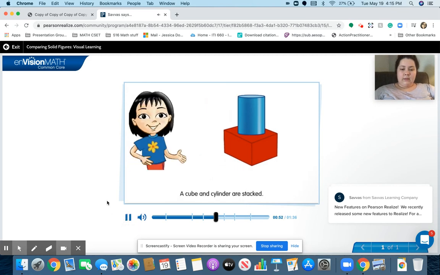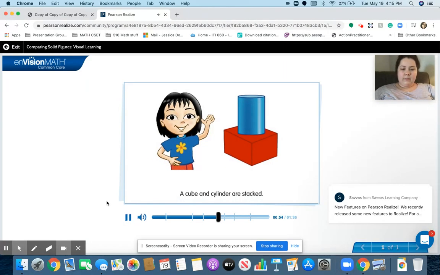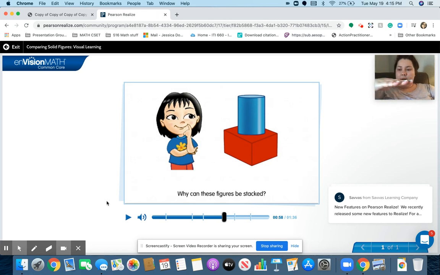What do you see? A cube and cylinder are stacked. Why can these figures be stacked? Because they have sides that are flat. They have flat sides.